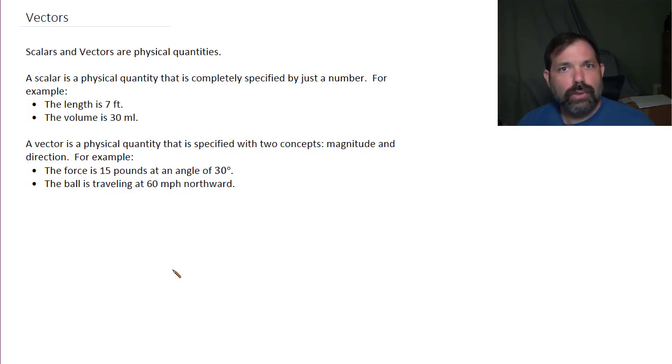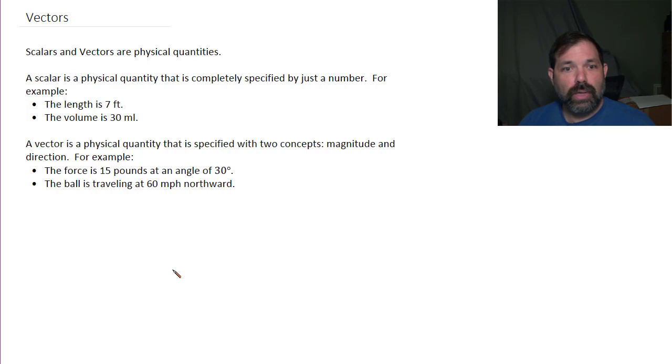Okay, so basically, there's two different kinds of physical quantities. They're called scalars and vectors. A scalar is a physical quantity that's completely specified by just a number. For example, length. If we say the length is 7 feet, that's a scalar quantity. The volume is 30 milliliters. That's a scalar quantity. However, other quantities require two concepts, a magnitude and a direction. We call those physical quantities vectors.